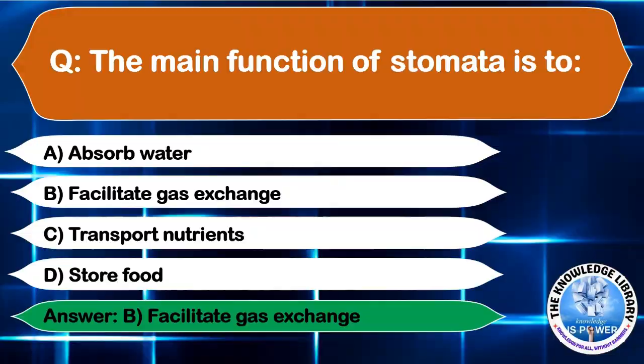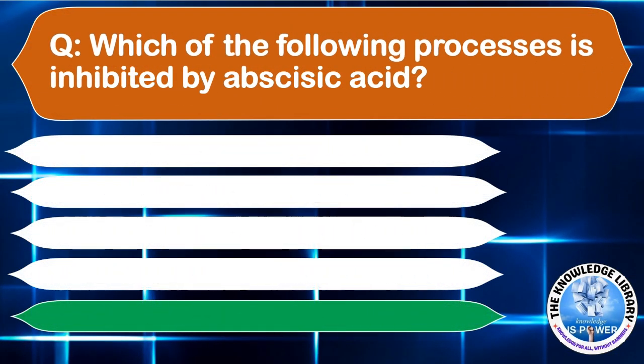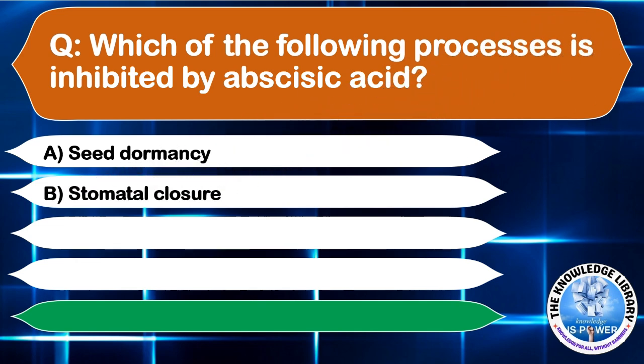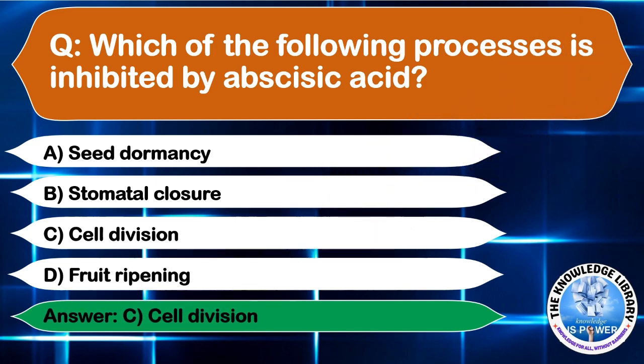Move to the next question. Which of the following processes is inhibited by abscisic acid? Option A, seed dormancy. Option B, stomatal closure. Option C, cell division. Or option D, fruit ripening. The correct answer is option C, cell division.